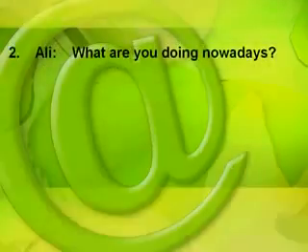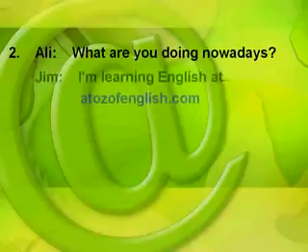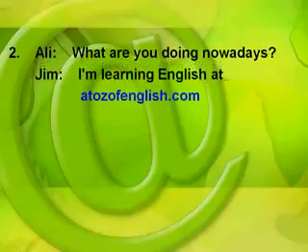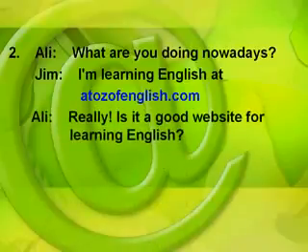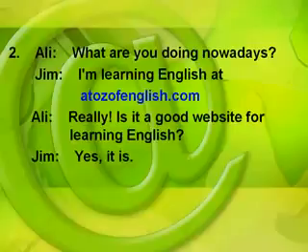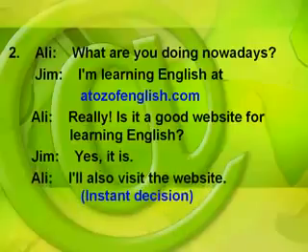Another example. Ali: What are you doing nowadays? Jim: I'm learning English at a2zofenglish.com. Ali: Really? Is it a good website for learning English? Jim: Yes, it is. Ali: I'll also visit the website. Instant decision. So Ali and Jim are talking to each other. Ali asks Jim what he's doing nowadays, and Jim tells him that he's learning English at a2zofenglish.com. Then Ali asks if it is a good website, and Jim says yes it is. So Ali says that I'll also visit the website. This decision of visiting the website is an instant decision, and Ali is using will for this decision.